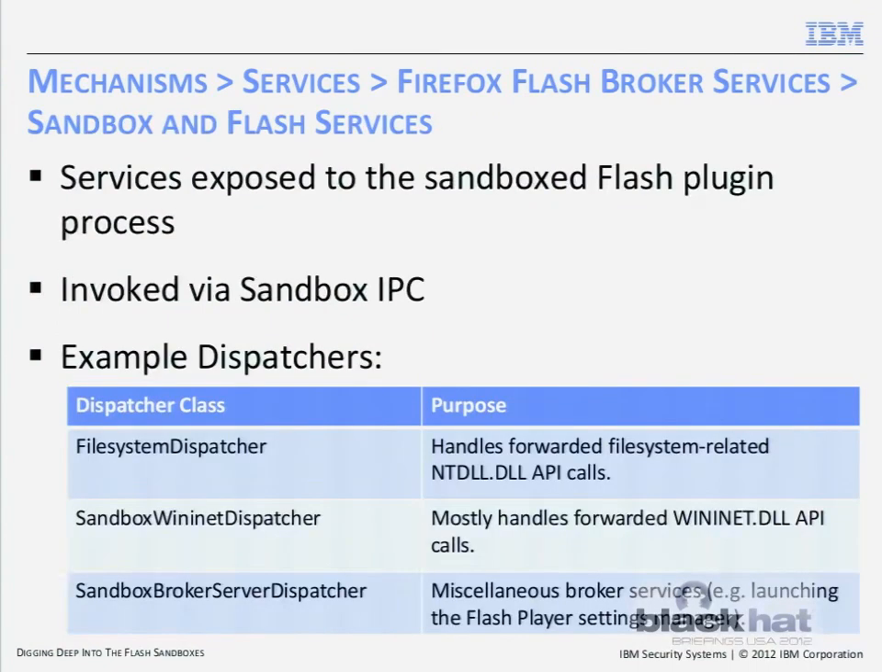Sandbox and Flash services can be invoked by a Sandbox IPC, and this is exposed to the Flash plugin process. These are some examples of the dispatchers in the Firefox Flash Broker. There's a dispatcher for file system related APIs. This is actually ported from Chromium.